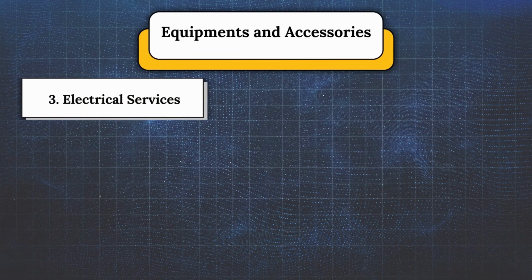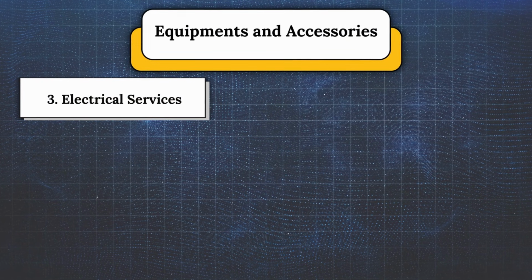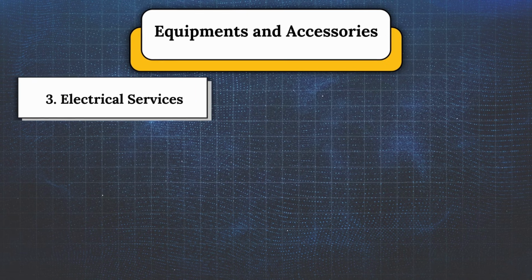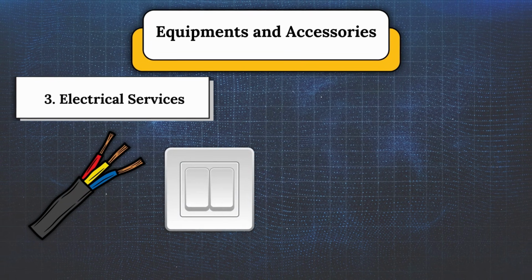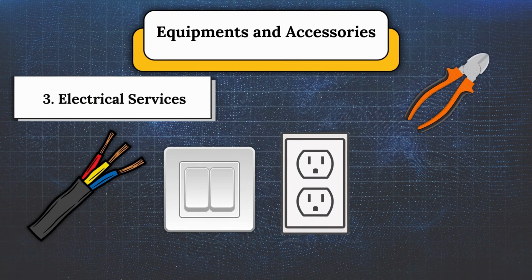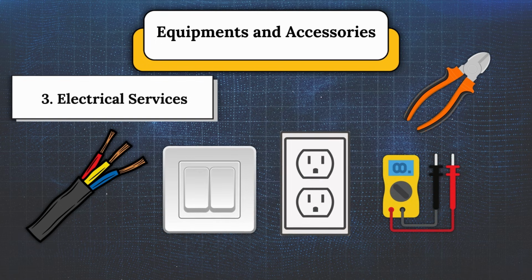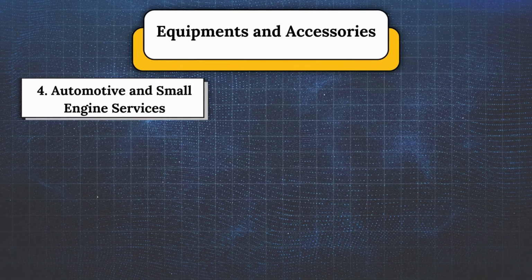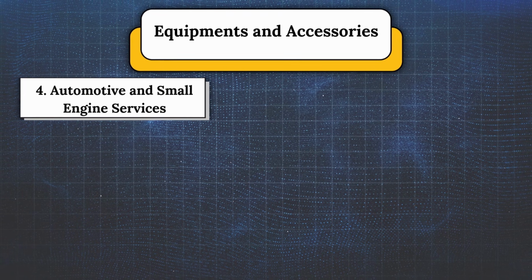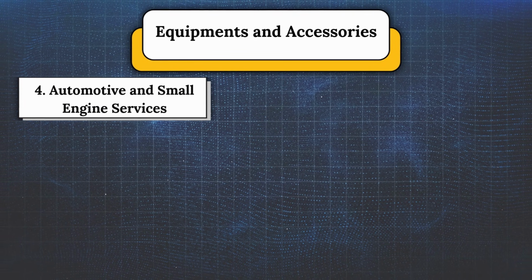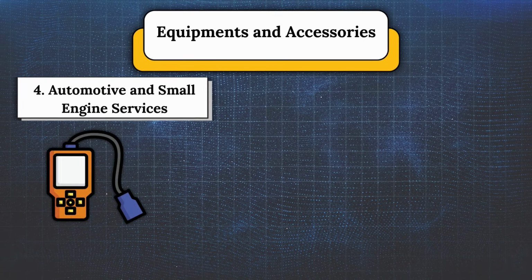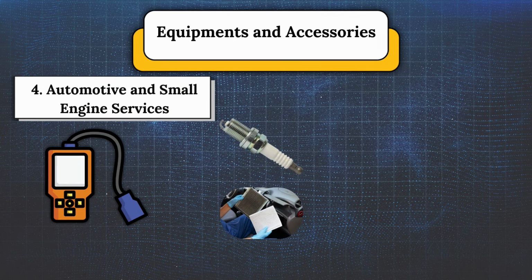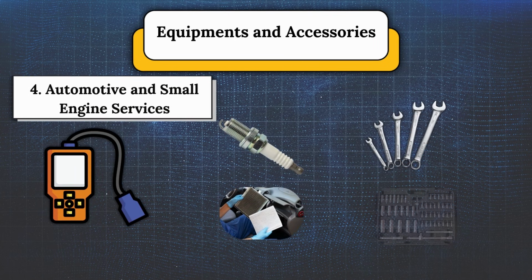Number 3. In electrical services. It includes equipment and accessories could include wiring, switches, outlets, and tools such as wire cutters and voltage testers. Number 4. In automotive and small engine services. It includes equipment and accessories could include diagnostic tools such as OBD scanners, replacement parts such as spark plugs and filters, and maintenance tools such as wrenches and socket sets.